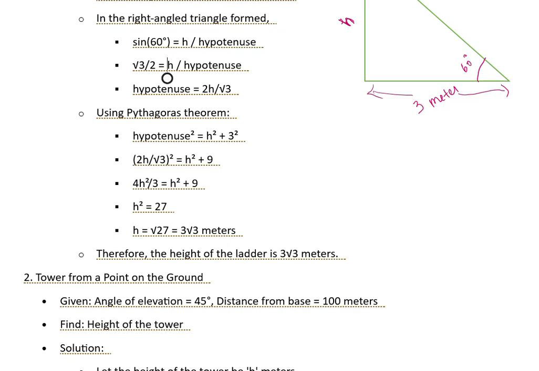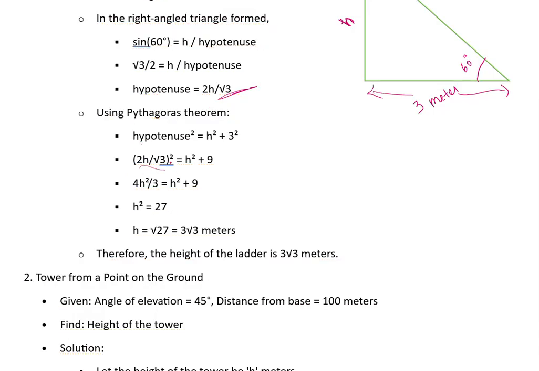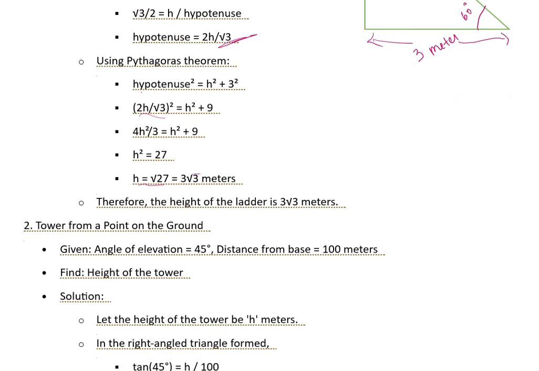Hypotenuse square is equal to h square plus 3 square, where the value of hypotenuse we put: (2h by root 3) whole square is equal to h square plus 9. The value of h comes out, h is equal to root 27, which is 3 root 3 meter. Therefore, the height of the ladder is 3 root 3 meter.